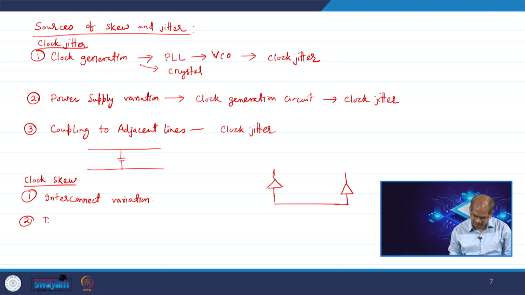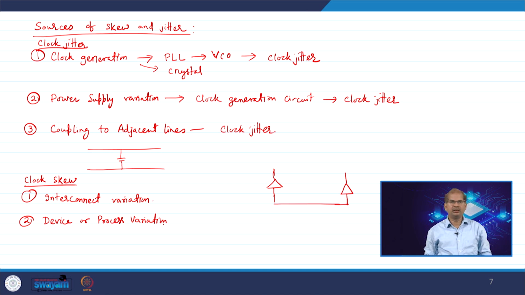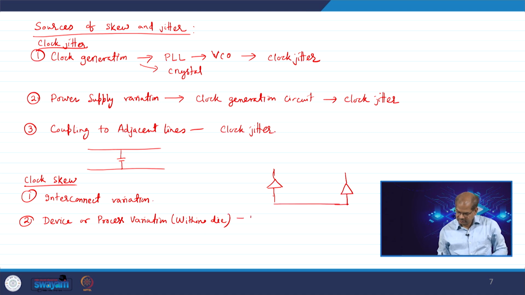So, device or process variation. I am not going into the process variation because it has multiple components. I am just considering the within die variation, within the same die. It has multiple reasons: one is random dopant fluctuation, the second is line edge roughness, and the third one is oxide thickness variation. So, these are the reasons for device or process or within die variation.